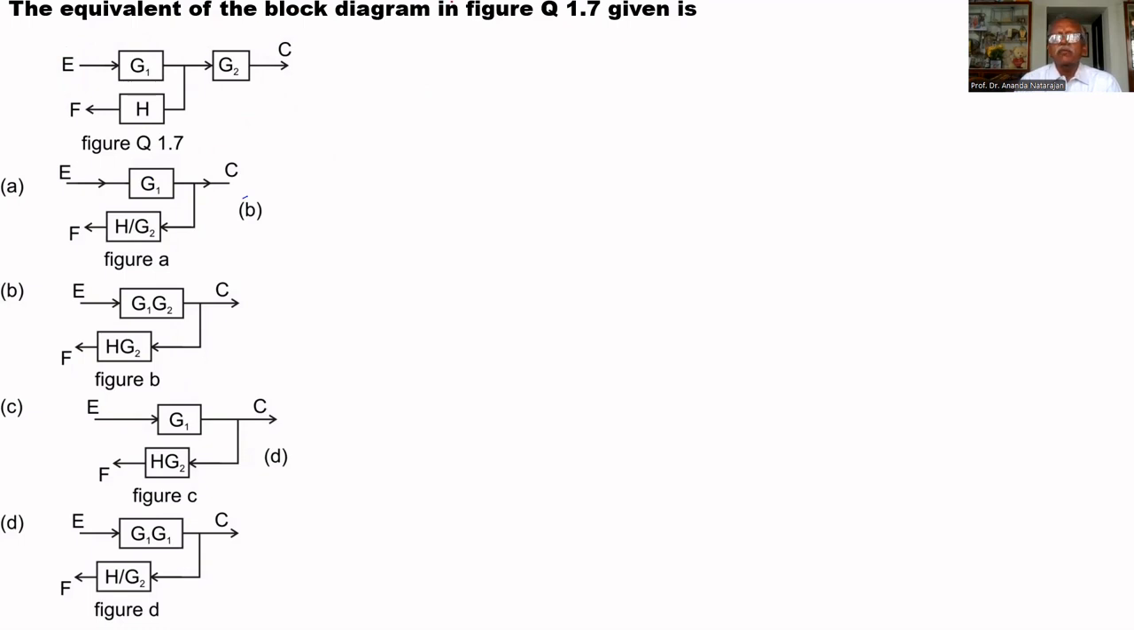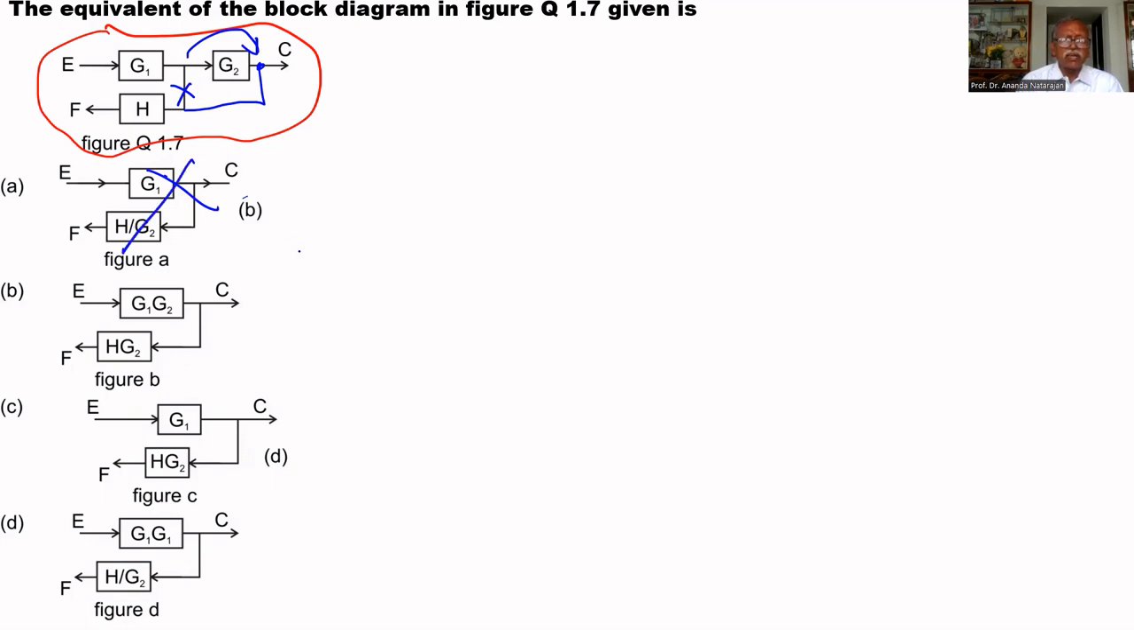The equivalent of the block diagram shown in figure 1.7. For this, we have to find the equivalent block diagram. Here, what is done in the diagram is that the takeoff point is moved out, after this block. So it is moved from here to here. Therefore, G1, G2 are in product. But in the first option, G1, G2 are not in product.